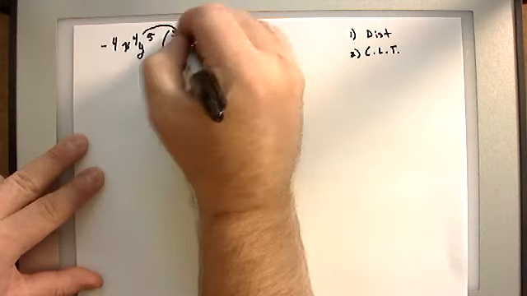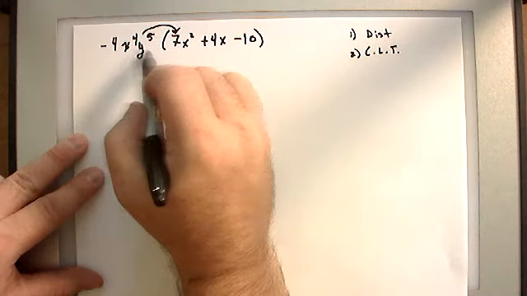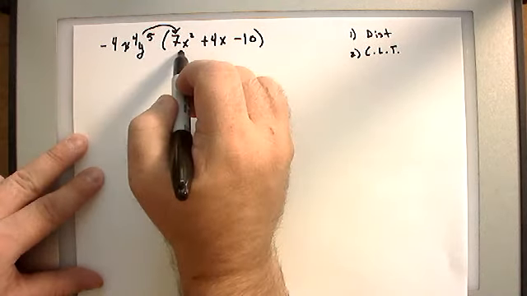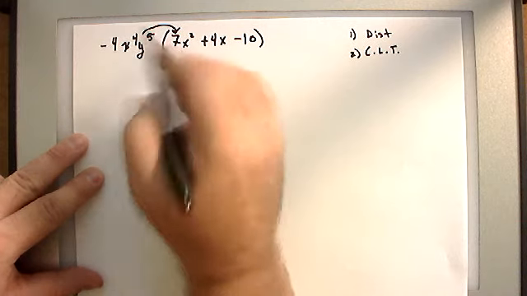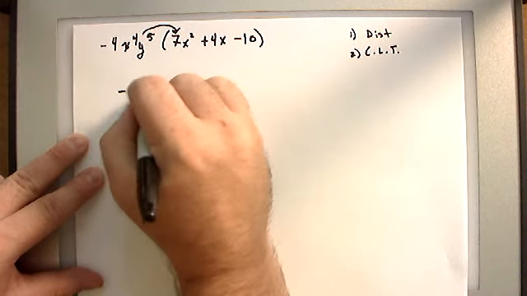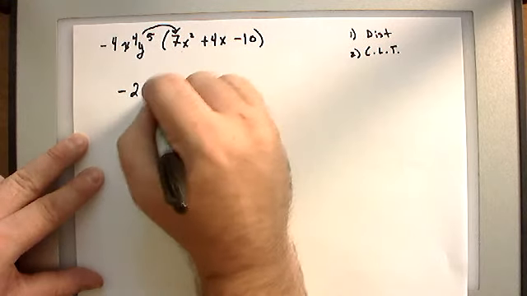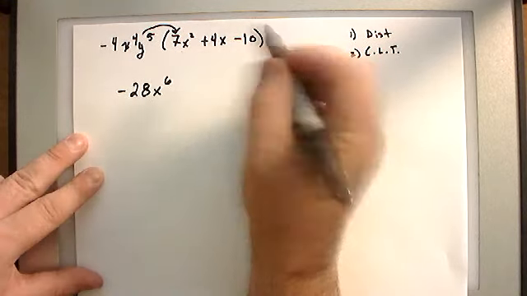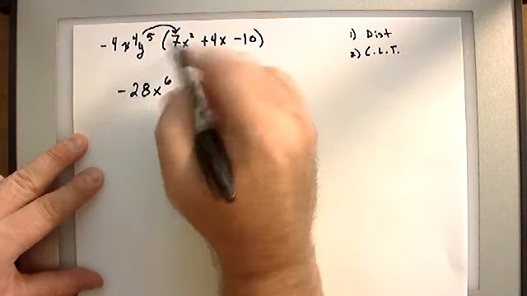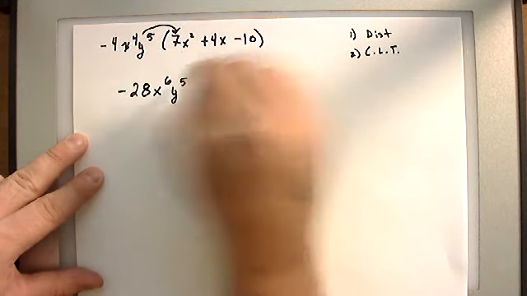So first, we'll go to the first piece. -4 x to the fourth, y to the fifth times 7x squared. -4 times 7, that's -28. X to the fourth and x squared, we are multiplying, so the powers add, that's x to the sixth. Y to the fifth, and there's no other y's there, so that'll just be y to the fifth.